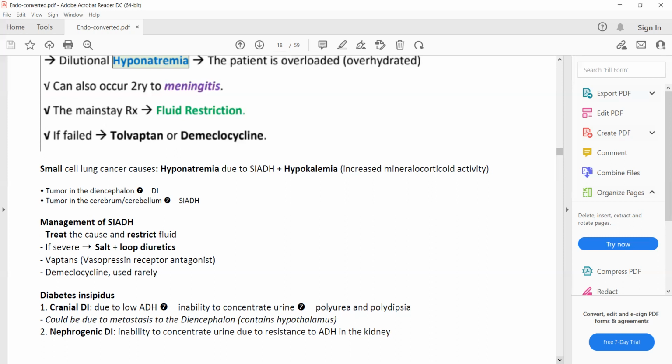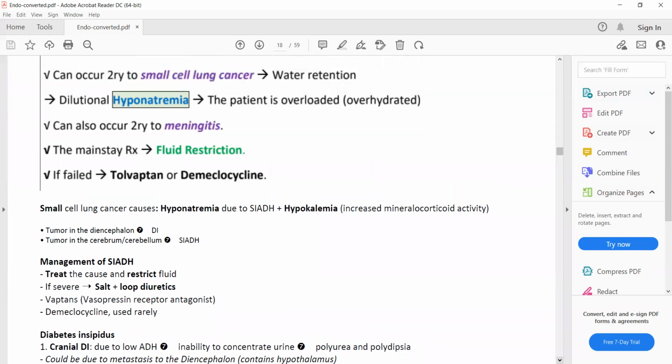Because there is hyponatremia, serum osmolality will be low. And because excessive water is reabsorbed from the urine, urine osmolality will be high. These points are important to remember because they will help you in differentiating SIADH from diabetes insipidus. So if someone presents to you with low serum osmolality and high urine osmolality, then you will suspect SIADH.